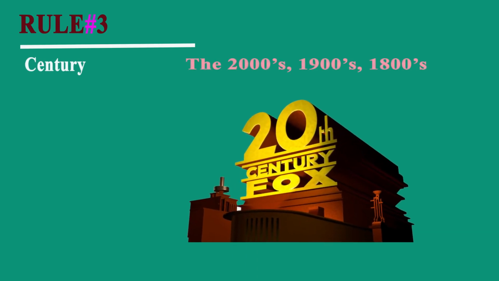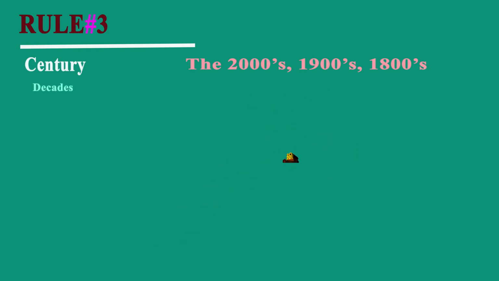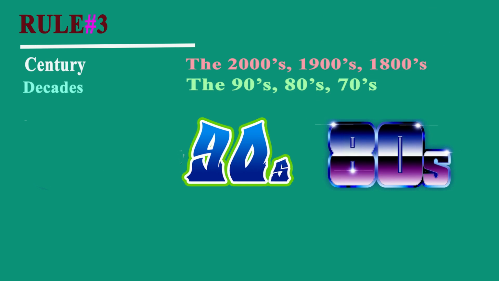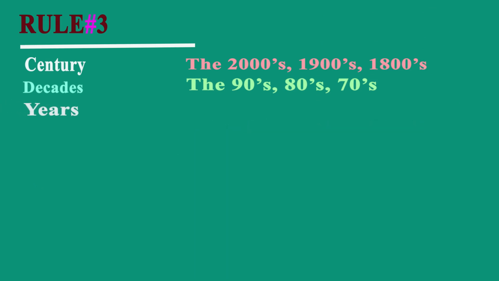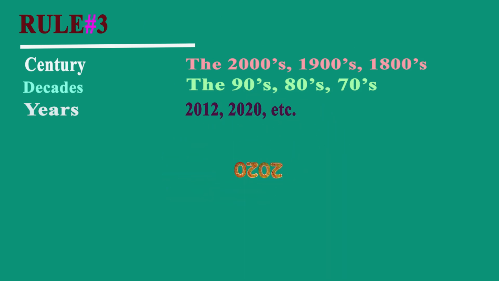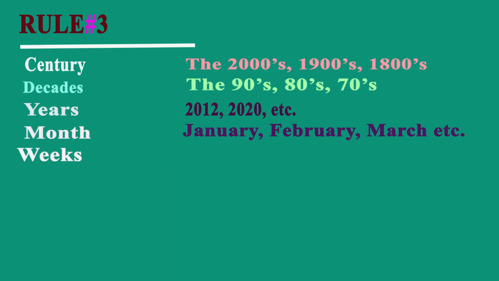So, in case of century like 20th century, 19th century, 18th century, we use preposition in. In case of decades, 90s or 80s or 70s, we use preposition in. In case of years like 2020, 2012, 2021, in all these cases we use preposition in. In case of months, it may be January, February, March, April, December, any months, we use preposition in. When we talk about weeks, 2 weeks, 3 weeks, 5 weeks, we use preposition in.